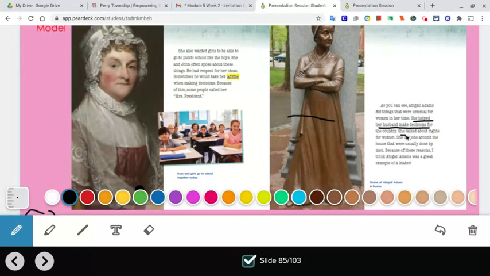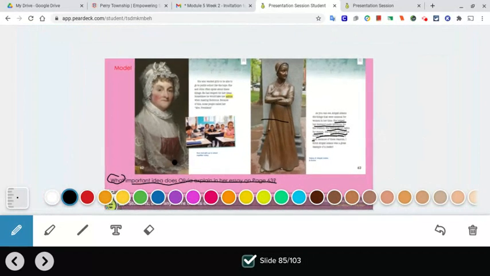And she talked about women's rights. That's important. And she did jobs around the house that were usually done by men. Okay? So now let's go back down here to our question.